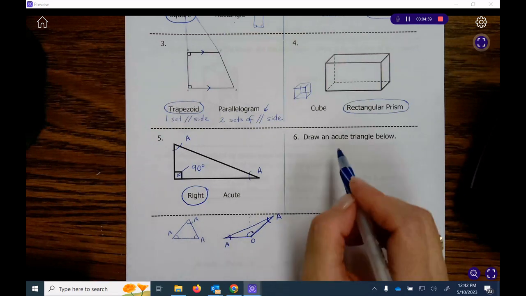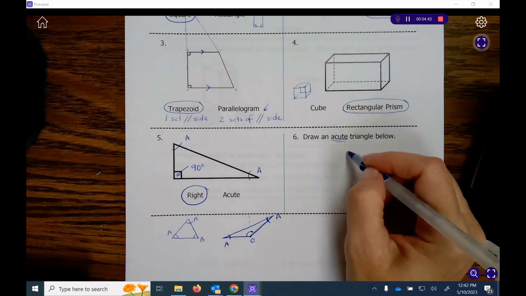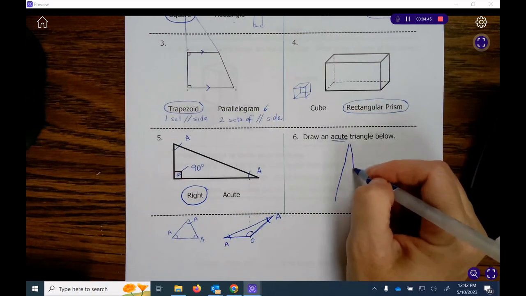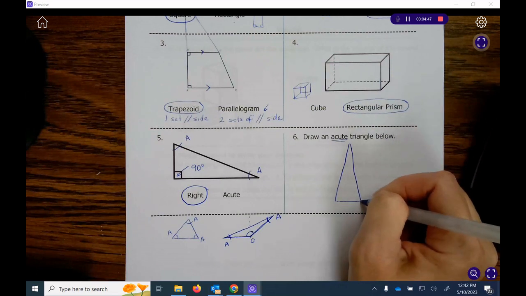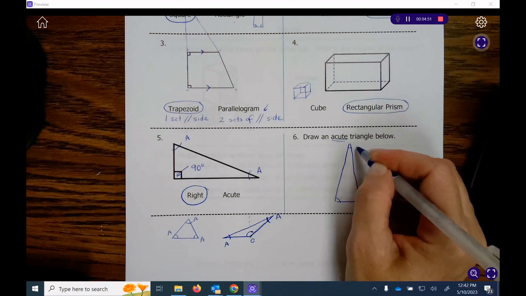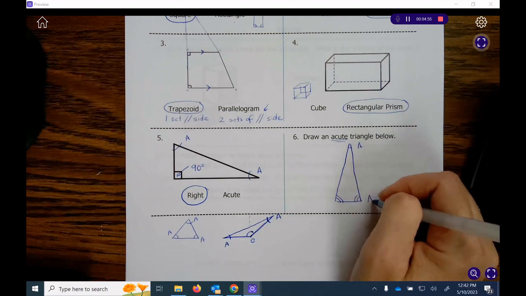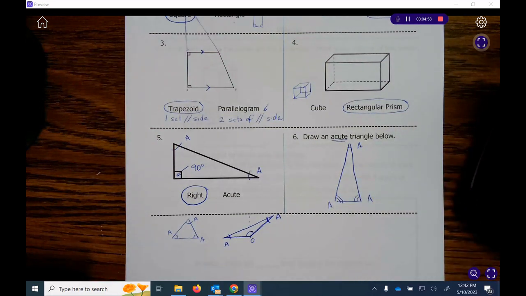And it does look like my next question is asking me to draw an acute triangle, which I did right over here, but we can do it again. Every angle is acute. Acute, acute, acute. Every angle is less than 90 degrees.